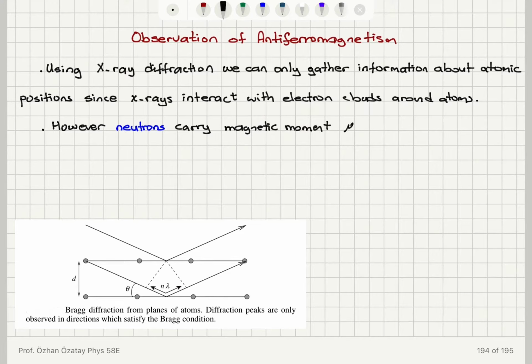The magnetic moment of a neutron is of the order of 10 to the minus 27 ampere meter square, about 3 to 4 orders of magnitude less than a Bohr magneton. So they are also scattered by magnetic moments of the atoms.